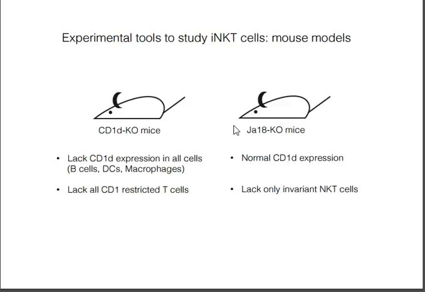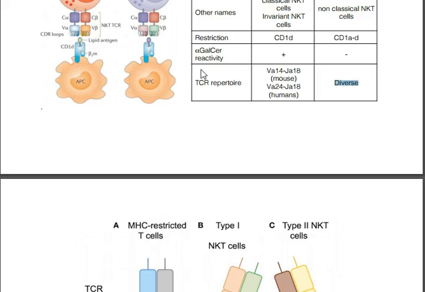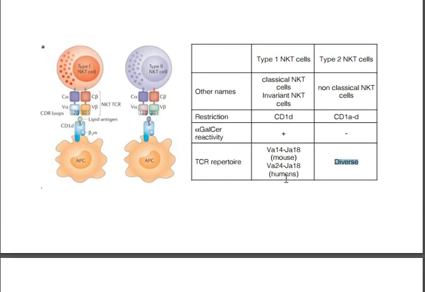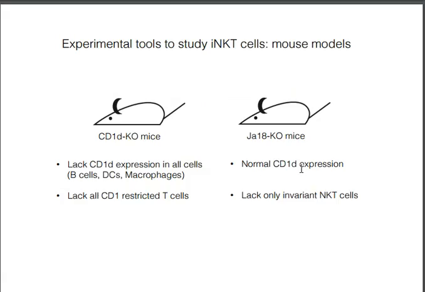Then we have these J alpha 18 knockout mice, and if you remember from before, this is the J alpha 18, and we can see that it would most probably affect the type 1 NKT cells because these are selective to this TCR repertoire. They have normal CD1D expression, but these mice lack invariant NKT cells.